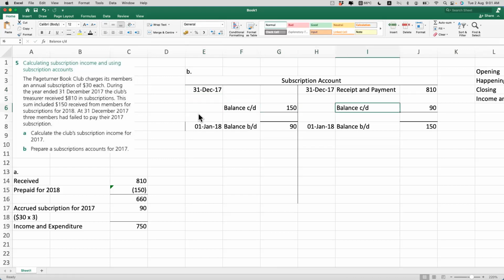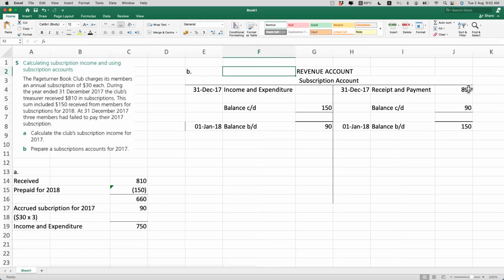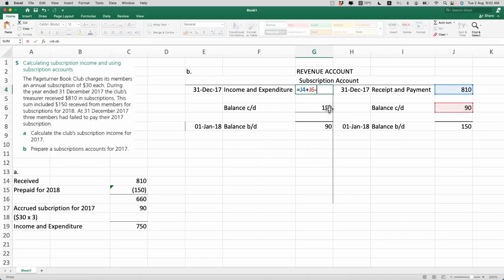And then you'll have a balancing figure, and since subscription account is a revenue account, the income statement or income and expenditure will be on your debit side. So income and expenditure. So what you need to do is you should actually just calculate it by taking the total here minus the 150. So you just take this plus this minus, then you should get your answer 750. And then you can total them up. Here will be 900, 900. And you are done.